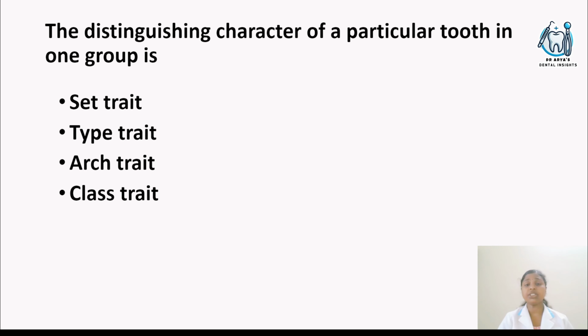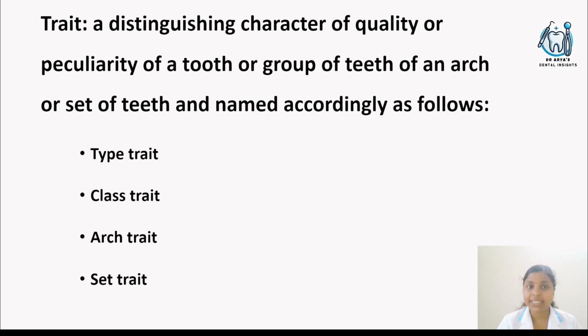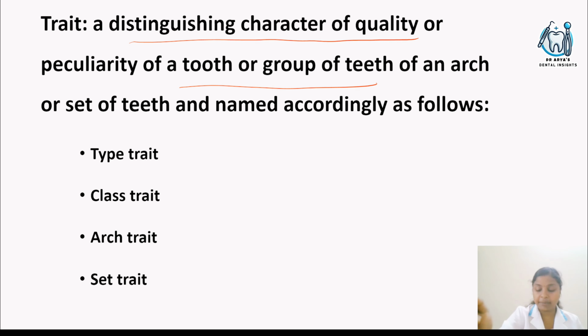The distinguishing character of a particular tooth in one group is: set trait, type trait, arch trait, or class trait? So what is a trait? It is a distinguishing character, quality or peculiarity of a tooth or group of teeth of an arch or set of teeth, and it is named accordingly. So first one is a type trait. What is a type trait? It is a distinguishing character, quality or peculiarity of a particular tooth in one group.